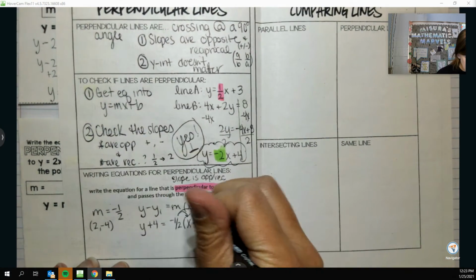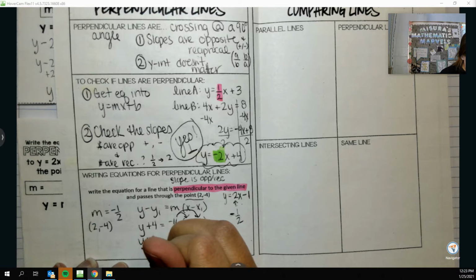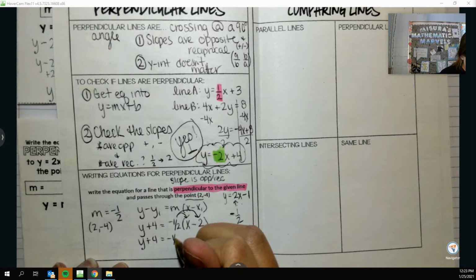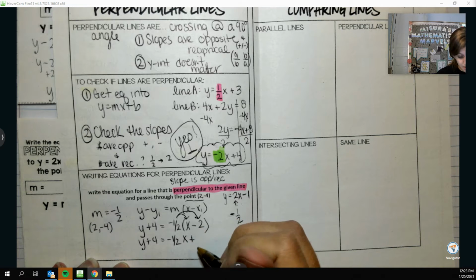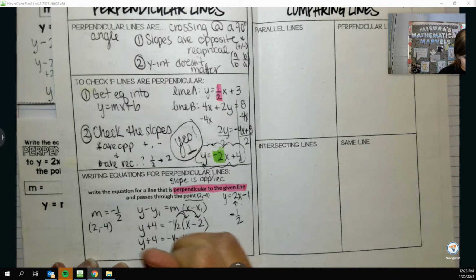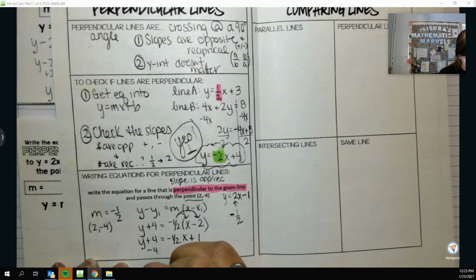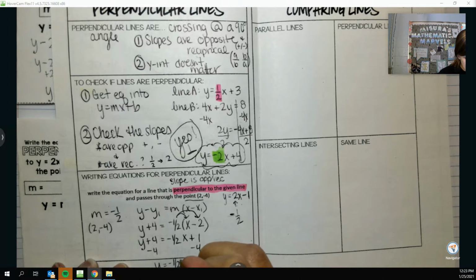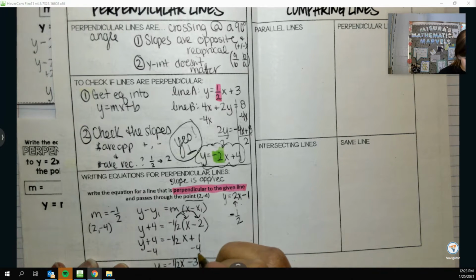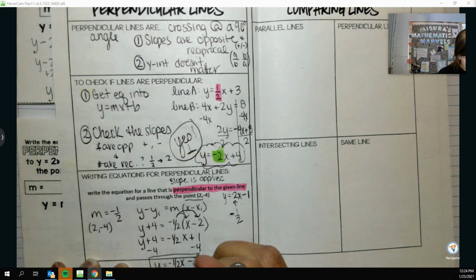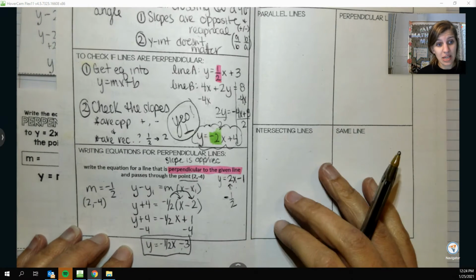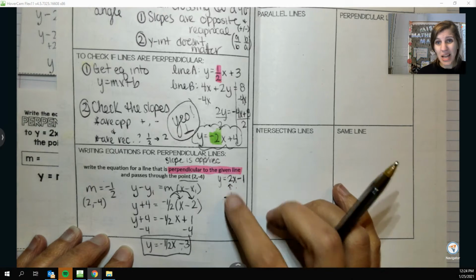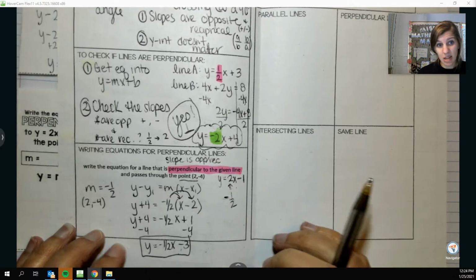But just for practice, we'll distribute. So negative half x, a negative times a negative is a positive, and half of 2 is 1. And then we'll subtract the 4 from both sides. And you'll have y equals negative 1/2 x minus 3. And I can see that they are not crossing on the y-intercept because these y-intercepts are different. But that's okay, they're crossing somewhere. Kind of doesn't matter.